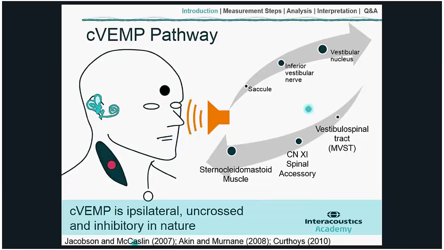So what we can say is that the cVEMP is ipsilateral, uncrossed, and inhibitory in nature. What does that mean? First of all, ipsilateral means that if we stimulate sound in the right ear, we need to record from the right sternocleidomastoid muscle. Uncrossed means that the projections aren't going across to the left sternocleidomastoid muscle. And inhibitory means that the muscle is going to inhibit, and that's what we're going to be recording, the response of the muscle to that sound.